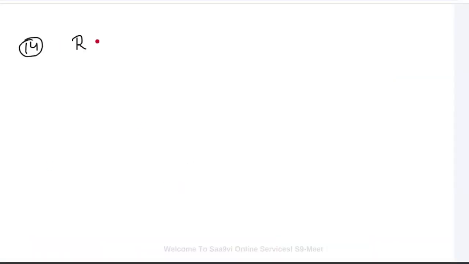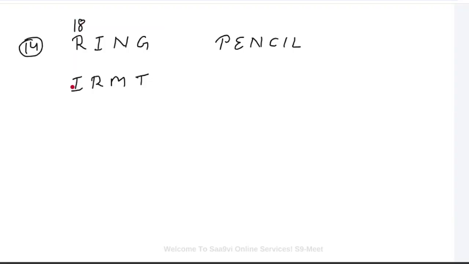So we have ring, which has been written as IRMT, and we have to answer for pencil. Now R is 18, I is 9, I is 9, R is 18, N is 14, M is 13, G is 7, T is 20.